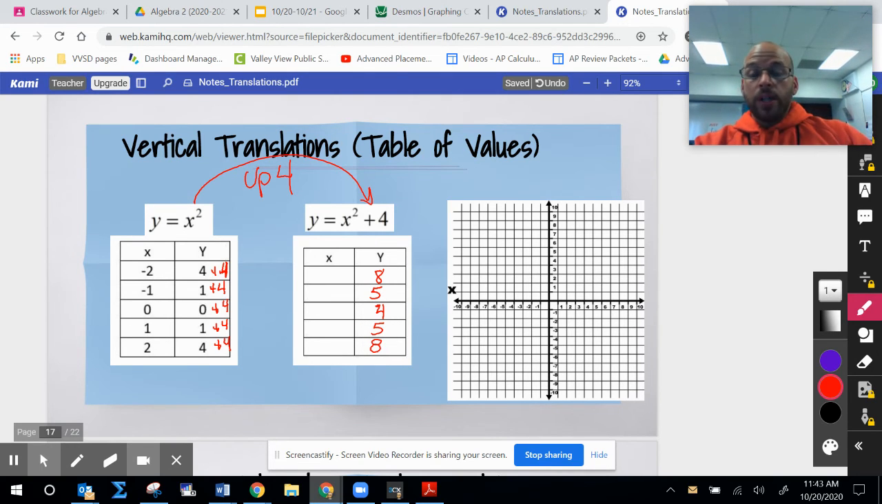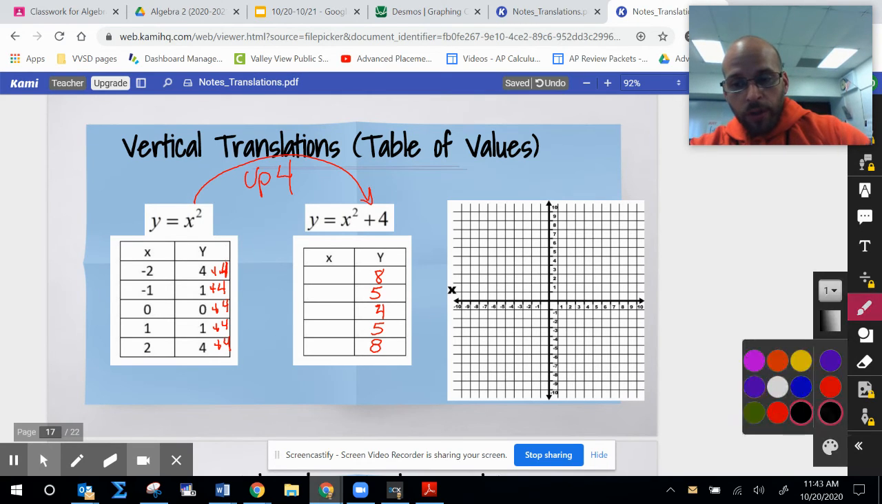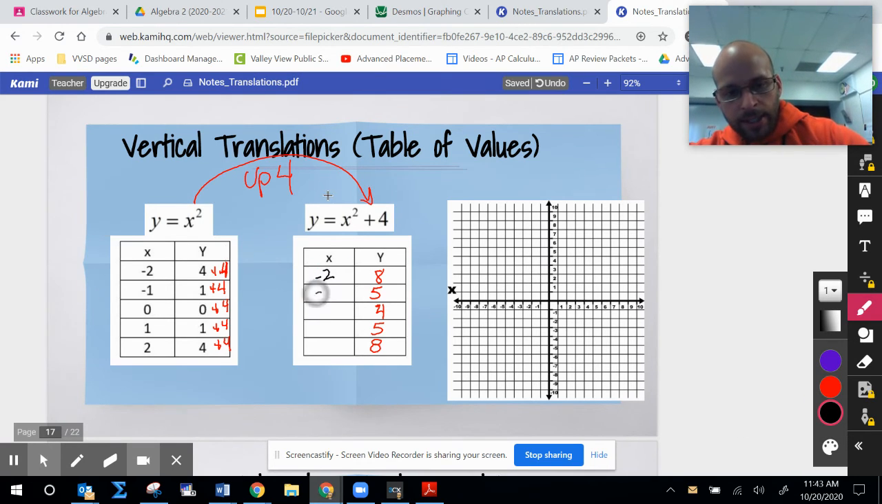Now, because we just moved up 4, we didn't change any of the horizontal values. So all of those x coordinates are going to stay exactly the same. Remember, if you move something vertically, the y's change. If you move something horizontally, the x's would change. In this case, we just moved it up 4. So that's why we only changed the y values.